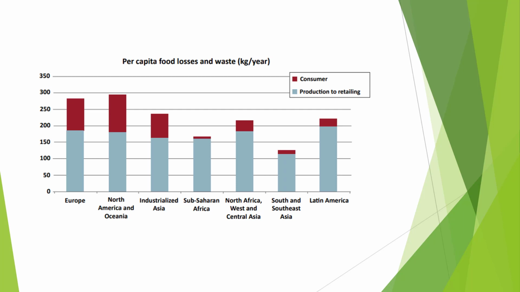So, per capita, again, that means per person, food losses and waste. Consumer losses and consumer waste is the red, so that's the top one. And then production to retailing is the bottom one. So you notice that North America and Oceania have the greatest amount of consumer food loss and waste. And that's where we sit as America.